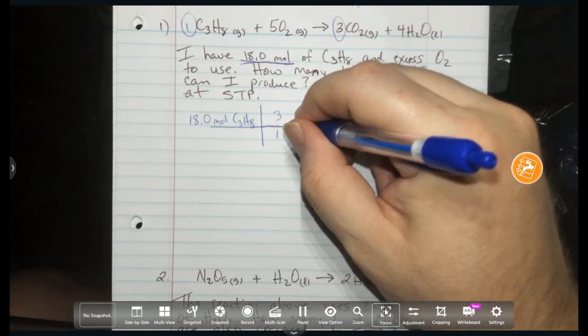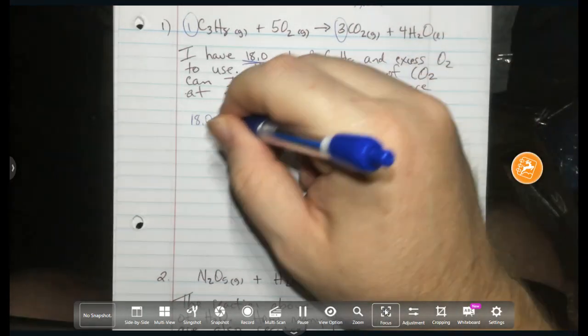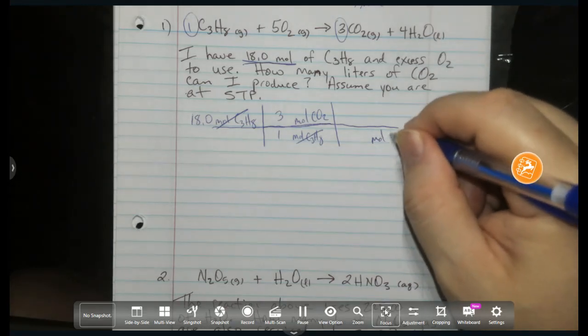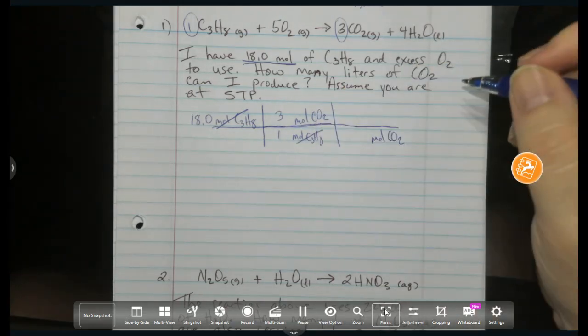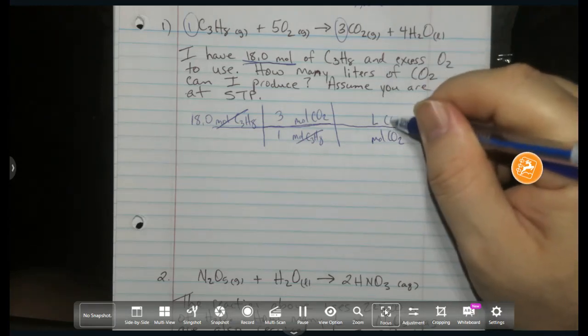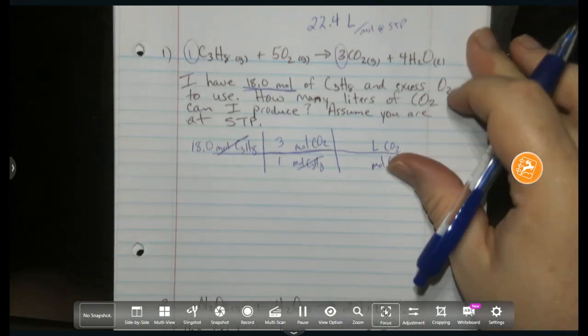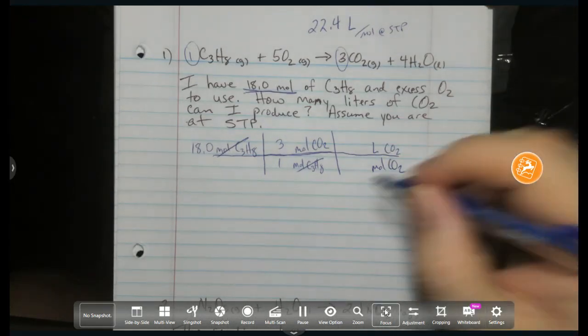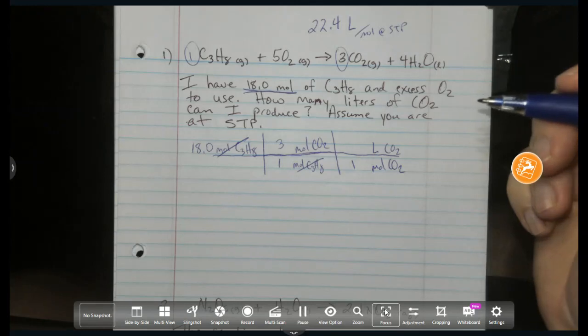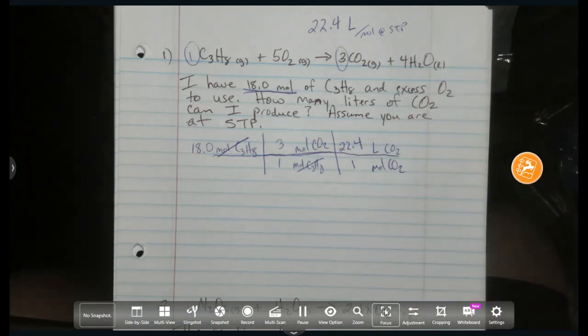Now here's the new stuff. We'll just add one more step here. We've crossed out those moles. Now we want to cross out the moles of CO2, and we want to go to liters of CO2. Well, here's where we use that new conversion factor that I showed you. 1 mole of any gas at STP occupies 22.4 liters.